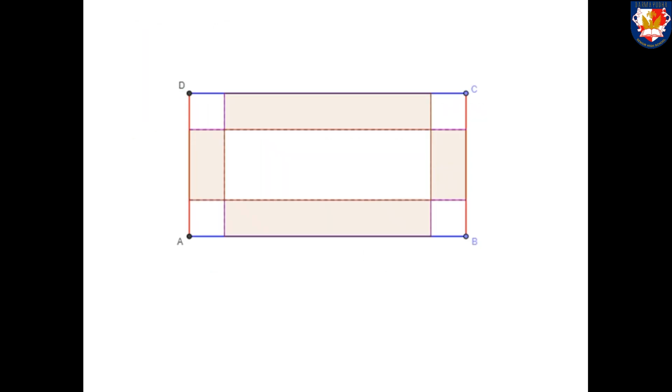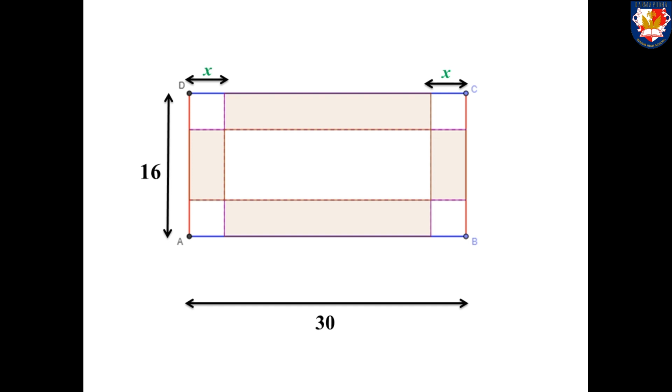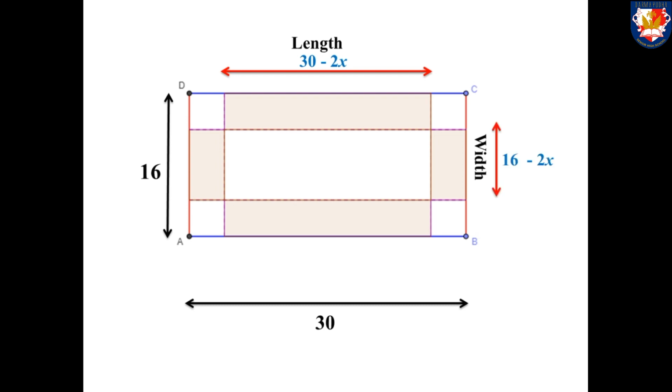Now take a look at the diagram of the rectangle ABCD. Based on the question, the length of the rectangle is 30 cm and the width of the rectangle is 16 cm. Now we want to cut squares from each corner with sides of x, and here we will build an open rectangular tray or open rectangular box. Because we cut squares with sides of x, the length of the tray will be 30 minus 2x, the width of the tray will be 16 minus 2x, and x itself is the height of the tray.